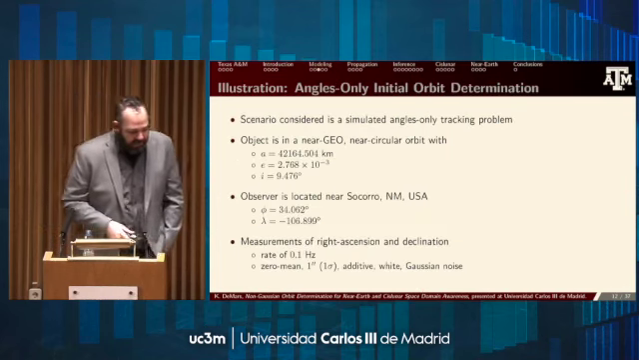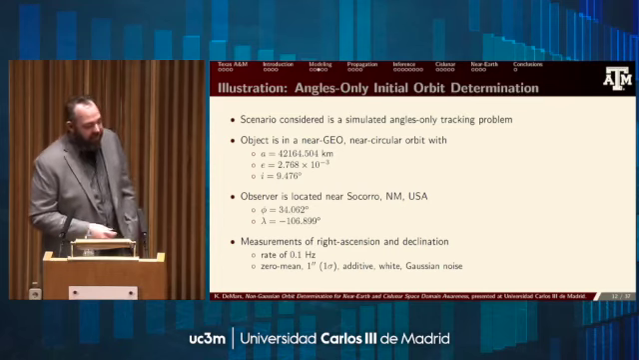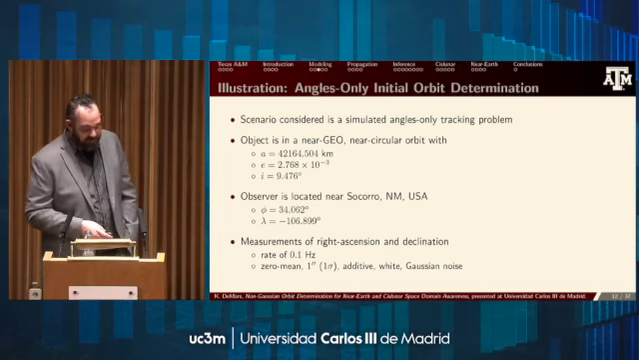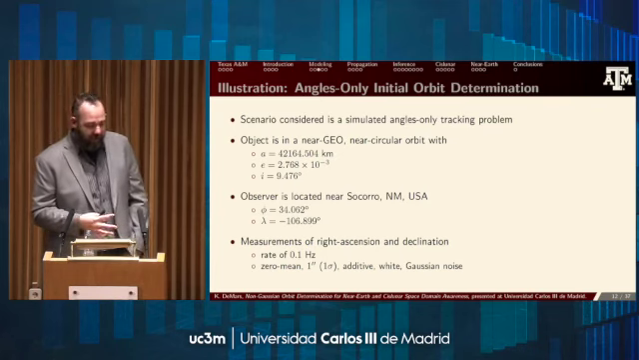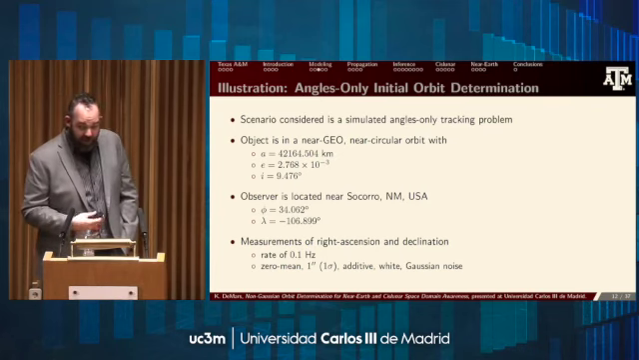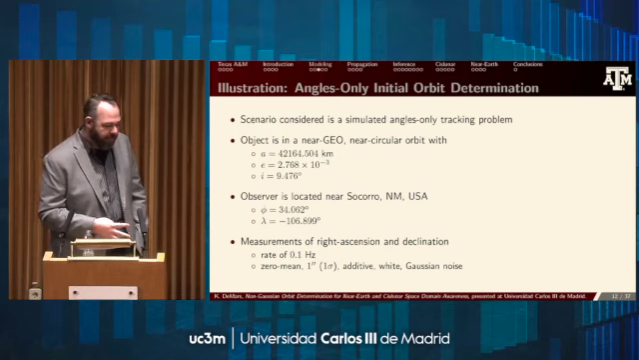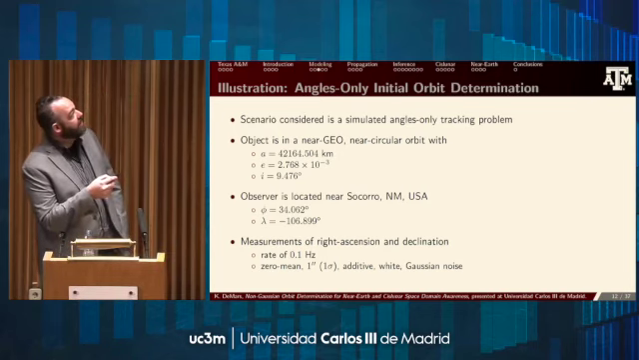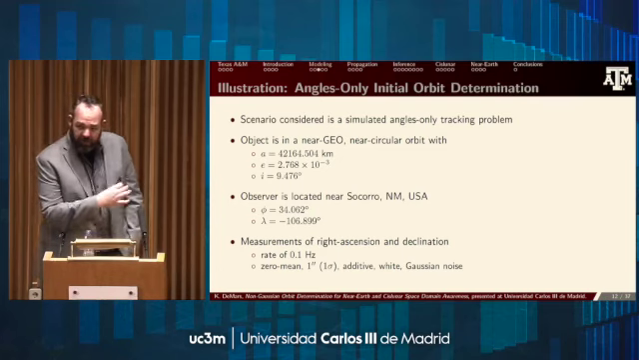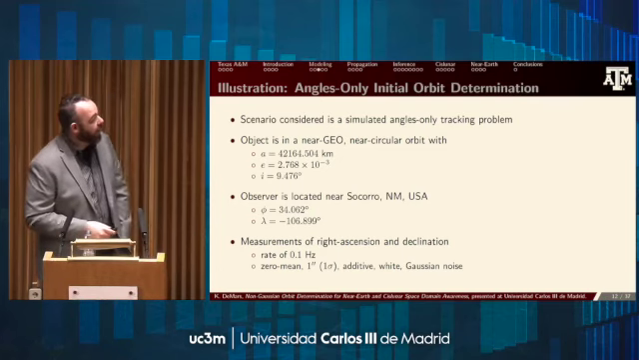So let's take a look at just an illustration of how you might use this in an astrodynamics context. The simulation that we consider here is basically angles-only tracking. So we have right ascension and declination measurements of an object that's in a near circular orbit. It's got these orbital parameters and some others. The observer is located in New Mexico.